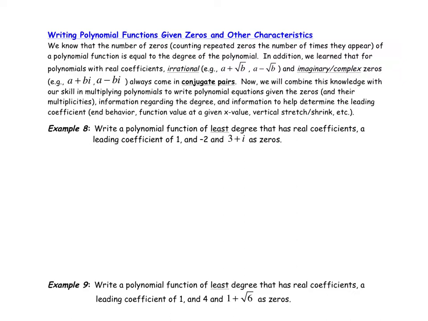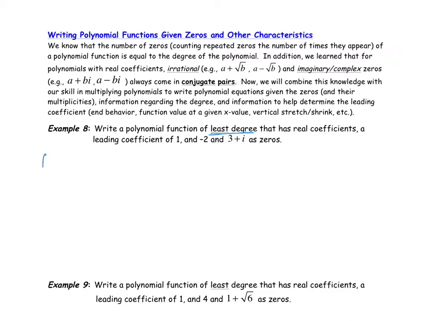So we're told that there's a polynomial function. We want to write one of least degree. That means we'll have each 0 occur the minimum number of times that it needs to. So for example, if we have a 0 where x is 2 and the multiplicity is odd, we'll just make the multiplicity 1. If the multiplicity is even, we'll make it 2 as opposed to 4 or 6 or 8. Okay, so let's try it.